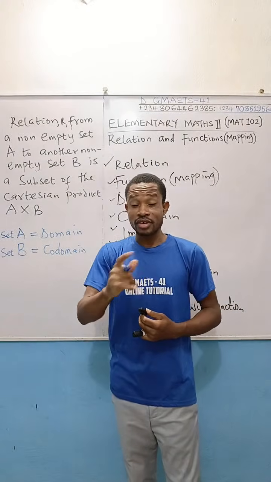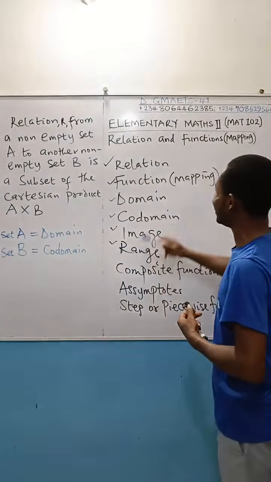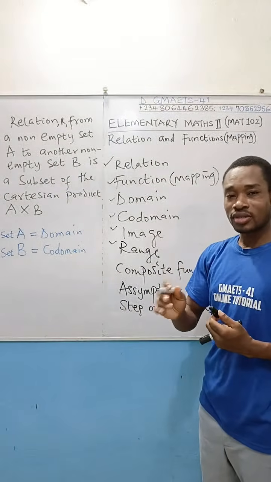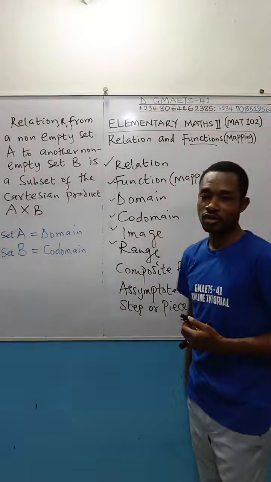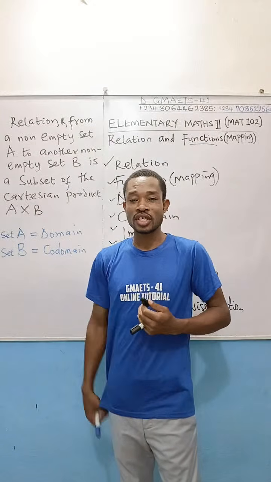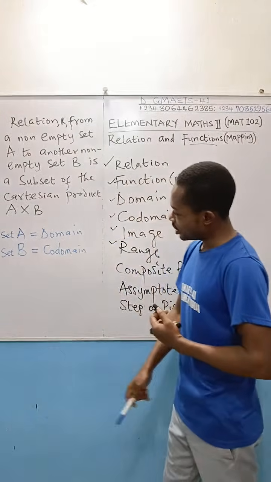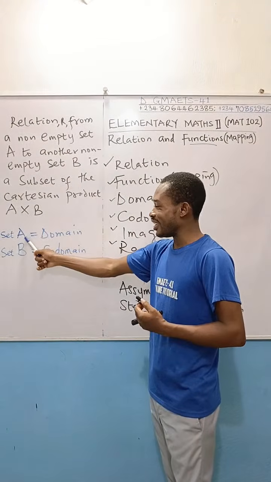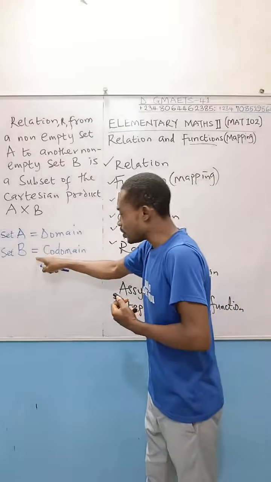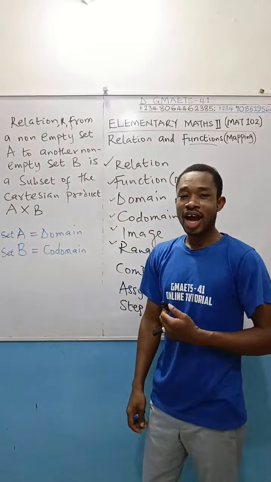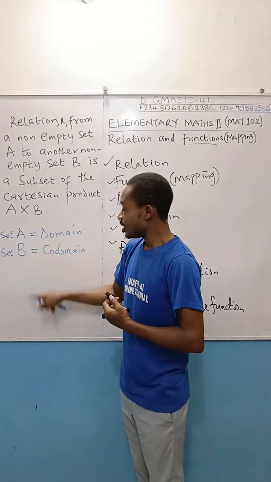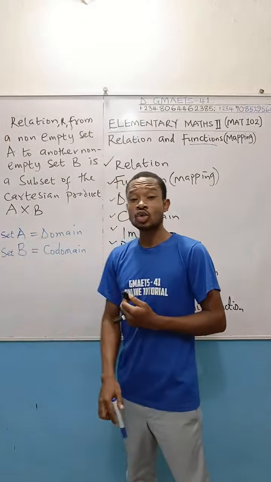So this is just the concept of relation. However, I want to say this quickly, that in dealing with relation and functions, our emphasis most especially is placed on functions, which is mapping. I have told you already that the elements in A produce the elements in B. Those elements in B that A produces are called image.